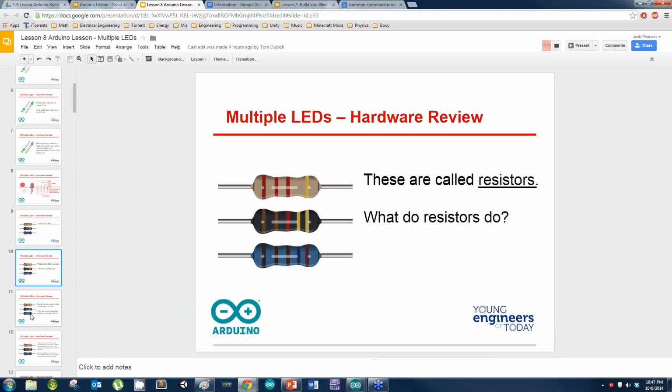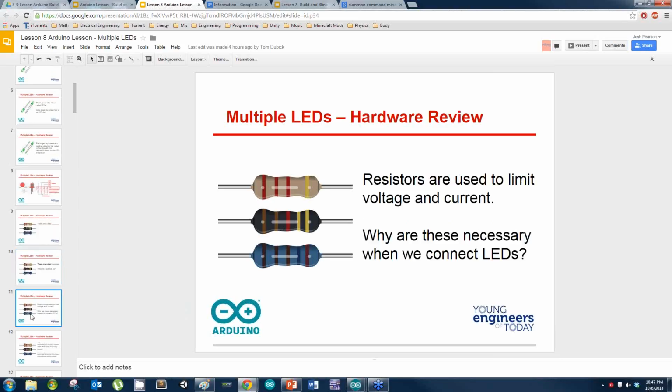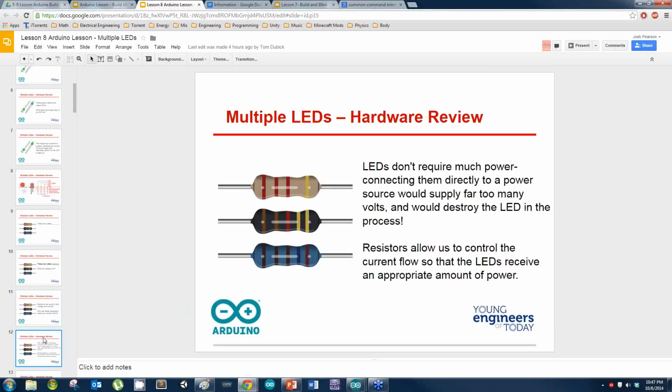What do resistors do? They resist electricity. Resistors are used to limit voltage and current. I don't like the phrasing there because that's not entirely true. It is used to limit voltage, but it can be used to split current, not necessarily limit current. Splitting current is a whole different thing, but I'm not going to go into that. Maybe next class, or another class, I'll go into that.